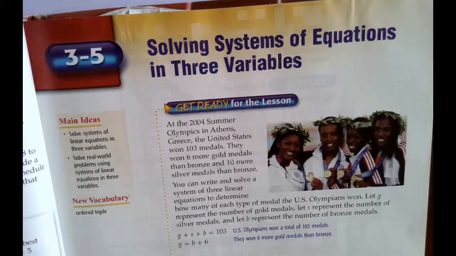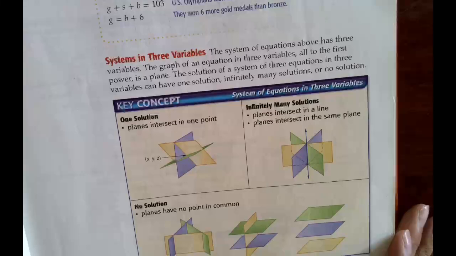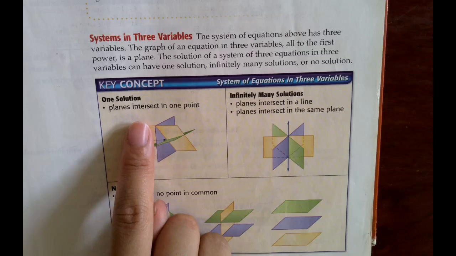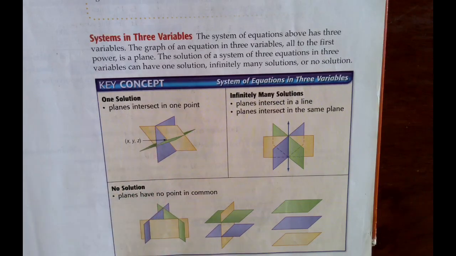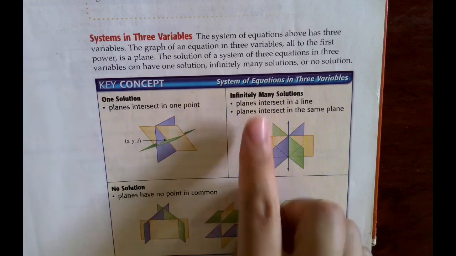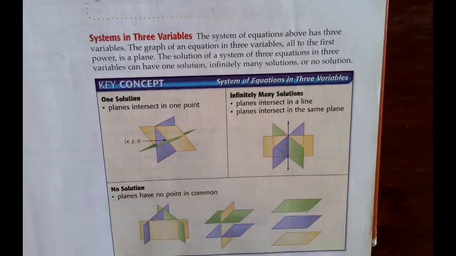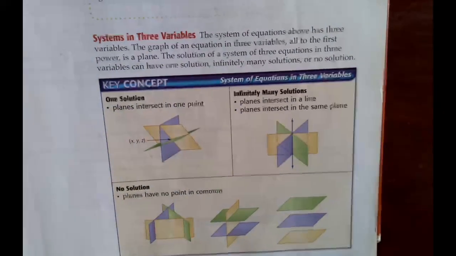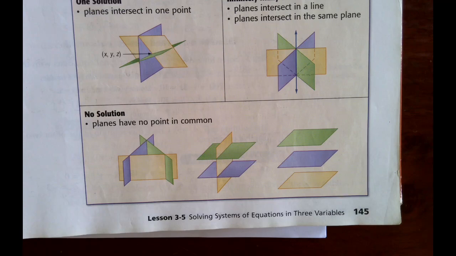Okay, and so with systems of three variables, we have several different options in terms of solutions. One is that there is one solution, and these planes intersect at one point. There are infinitely many solutions, and in that case, the planes intersect in a line. And then the last one is if there are no solutions, and there could be several different reasons for why that is. These are three of the reasons why there might be no solution, and that's because those three planes don't share anything in common.